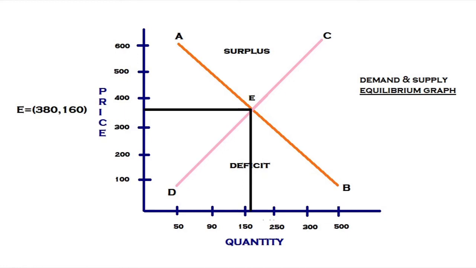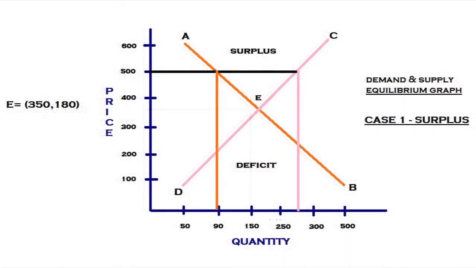As you can see, when the supply exceeds demand, then there is an excess of apples in the market. For example, in case 1, when the market price of the apples is 500 per kg, then producers are producing nearly 300 units of apples, while the consumers are demanding only 90 units. So, this leads to an excess availability of apples, which is not good for the market.